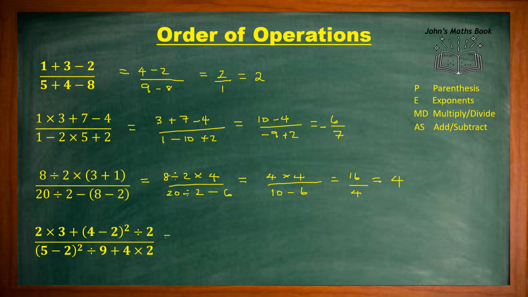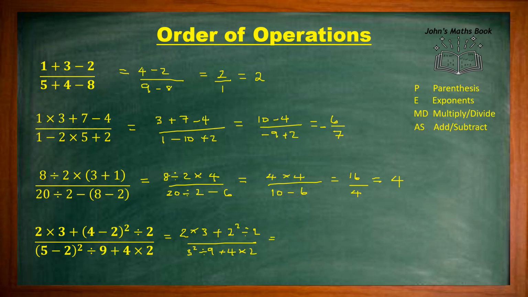So in our final example, we have in the numerator 2 multiplied by 3 plus, and then in parentheses, 4 minus 2, and that's all squared, divided by 2. And in the denominator, we have in parentheses 5 minus 2, which is all squared, divided by 9, plus 4 multiplied by 2. So let's look at the numerator, and let's do the parentheses first. So that leaves 2 times 3 plus, and then 4 minus 2 is 2, and that's squared, divided by 2. And in the denominator, we do the parentheses first. So 5 minus 2 is 3, and that is squared, divided by 9, plus 4 times 2.